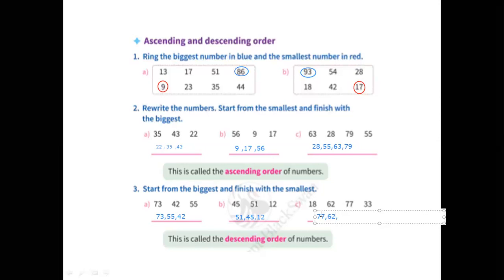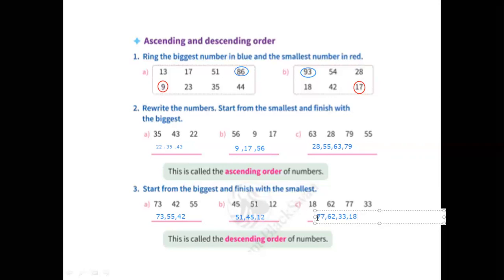Okay. Next. This both we have wrote now. 18 and 33 you compare, which is biggest? 33 is biggest. Now left out is 18. Comparing all these numbers, 18 is smallest. So we have arranged from biggest to smallest.